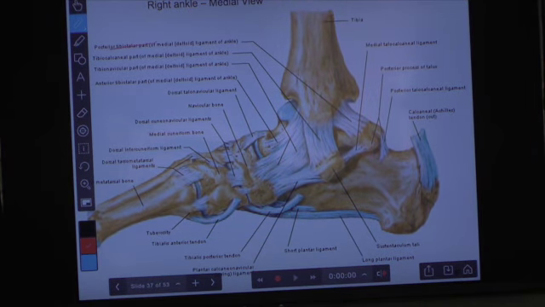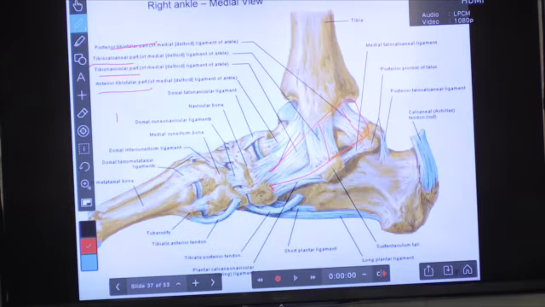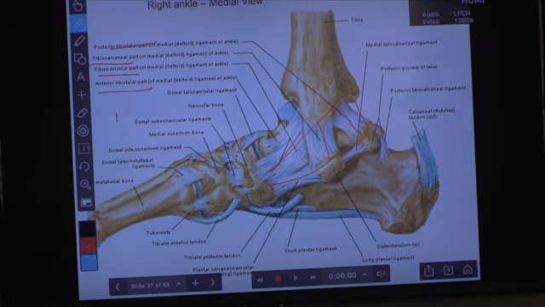So deltoid ligament is posterior talotibial, tibiocalcaneal, tibionavicular, and anterior talotibial ligament. So this, that, and this is a deltoid ligament. I guess it's because it looks like a triangle. That's the lateral side. Medial side, I'm sorry, that's the medial side.